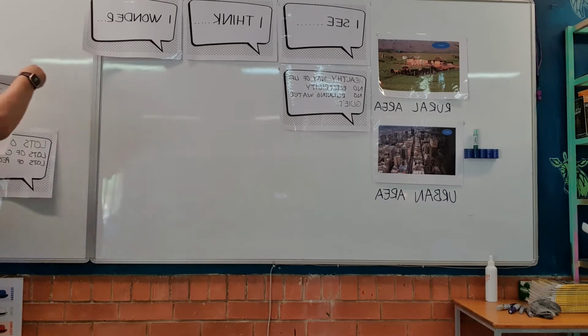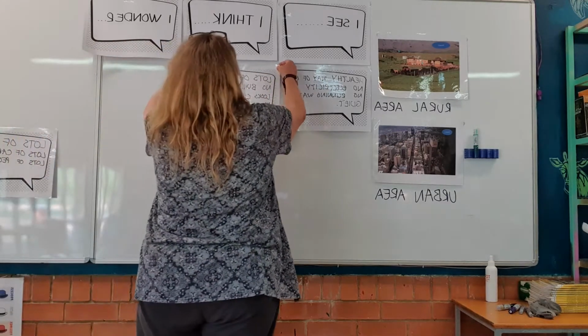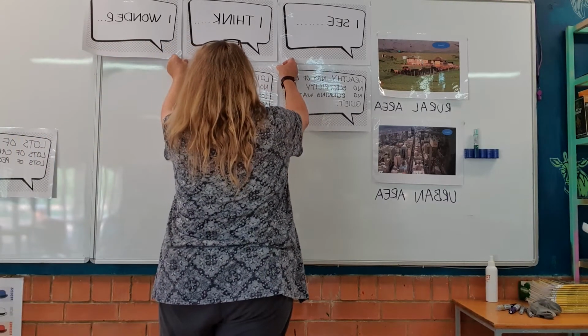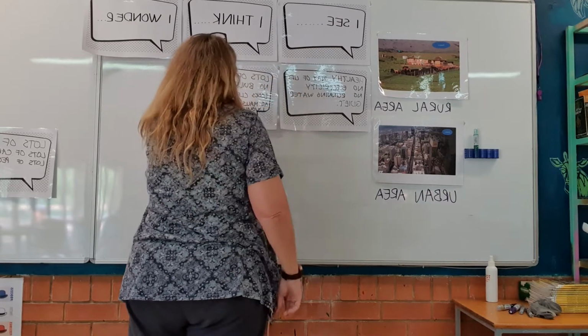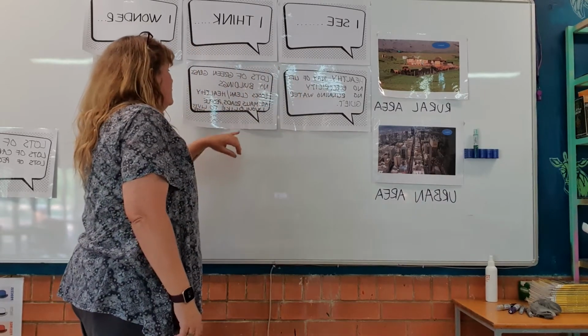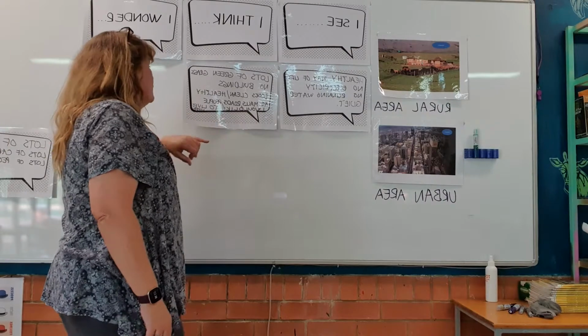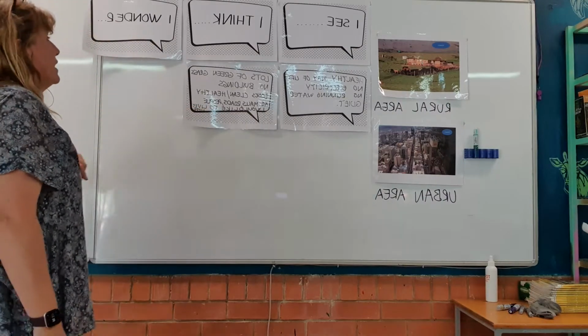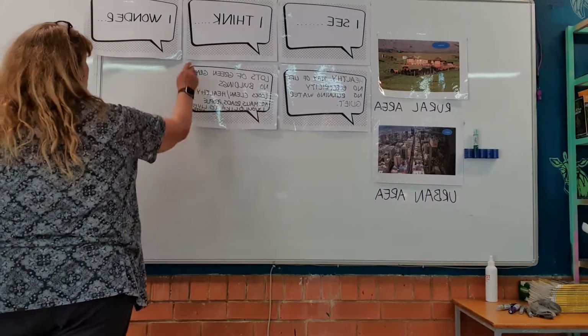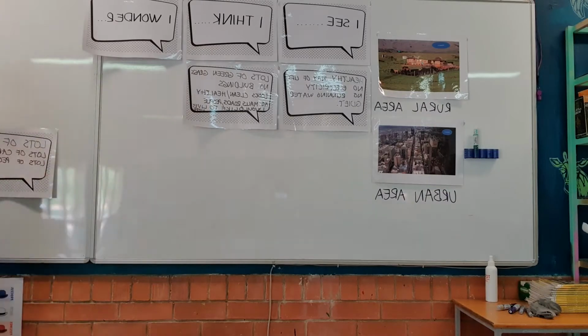I think there's lots of green grass. I think it looks clean and healthy. I wonder if I'd like to live here, or would I like? I think I would like to live here. You can have that one in I think or I wonder. Okay, I wonder.